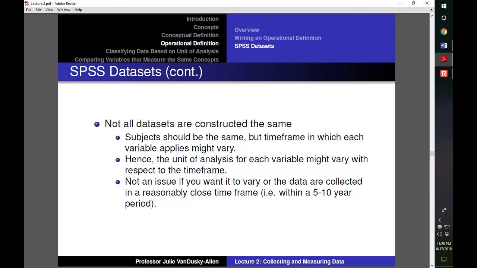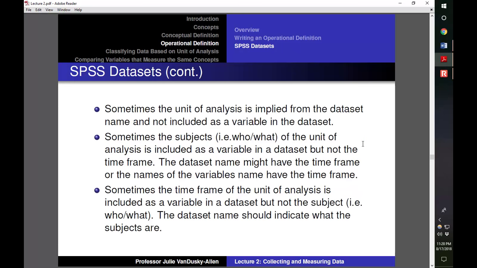While the subjects of the unit of analysis should be constant in the data set, the timeline might not be. That means the unit of analysis for each variable in the data set might not be exactly the same. This is not an issue if you do not want the time frames to be the same, or if the data are from within a reasonable time frame, such as within 5 or 10 years of each other. Since there is variation in the structure of data sets, this makes it a bit difficult to figure out what a data set or a variable in a data set's unit of analysis is. As such, you can use these tips to help you figure it out.